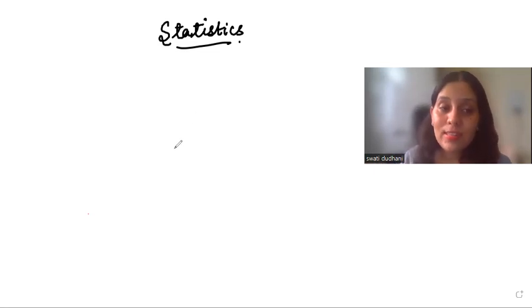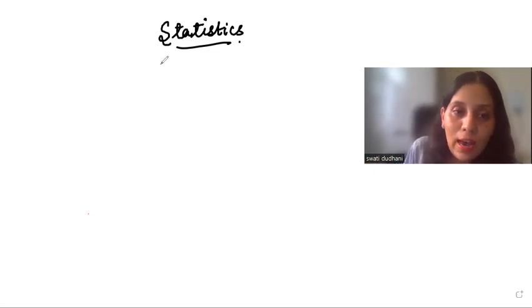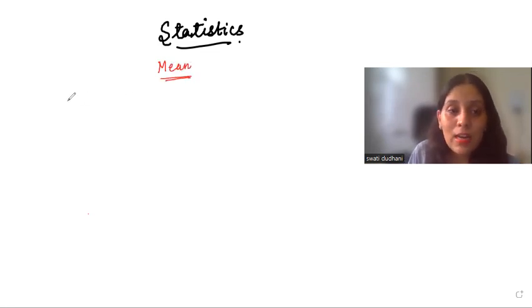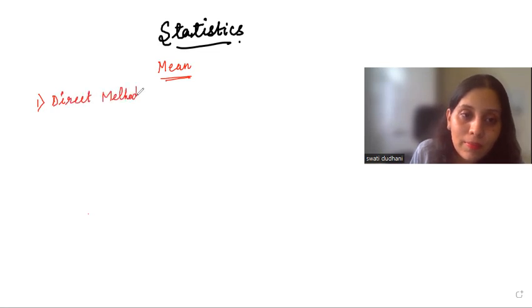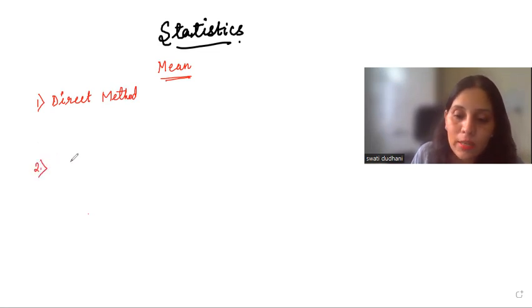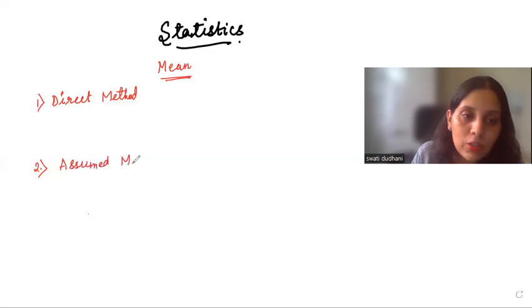The first one is the mean. In mean, we have various types to solve. The first one is the direct method. The second one is the assumed mean method. And the third one is the step deviation method.